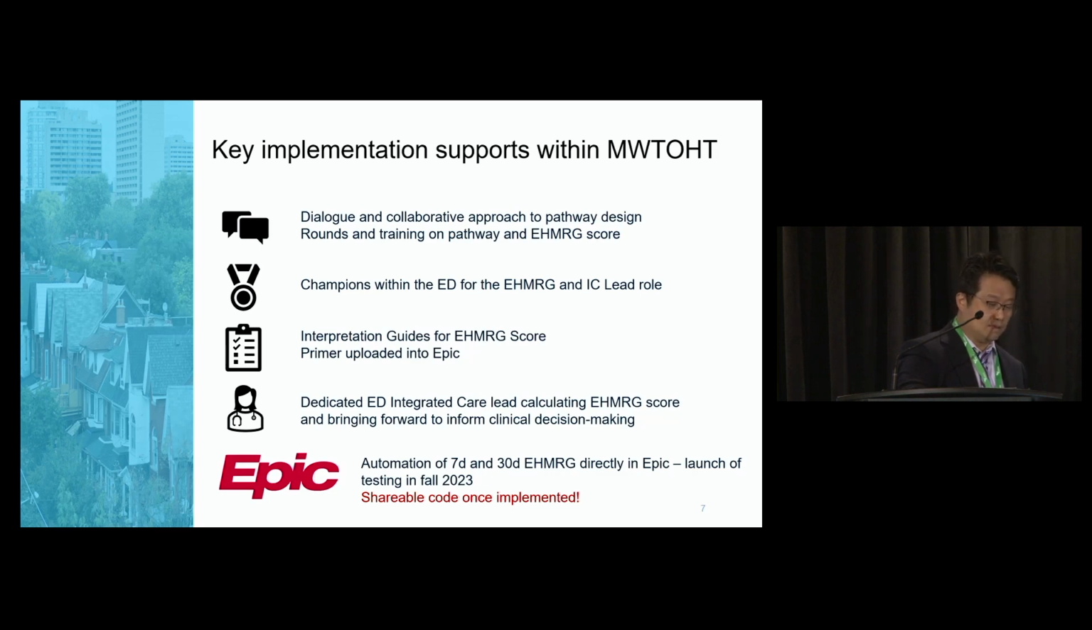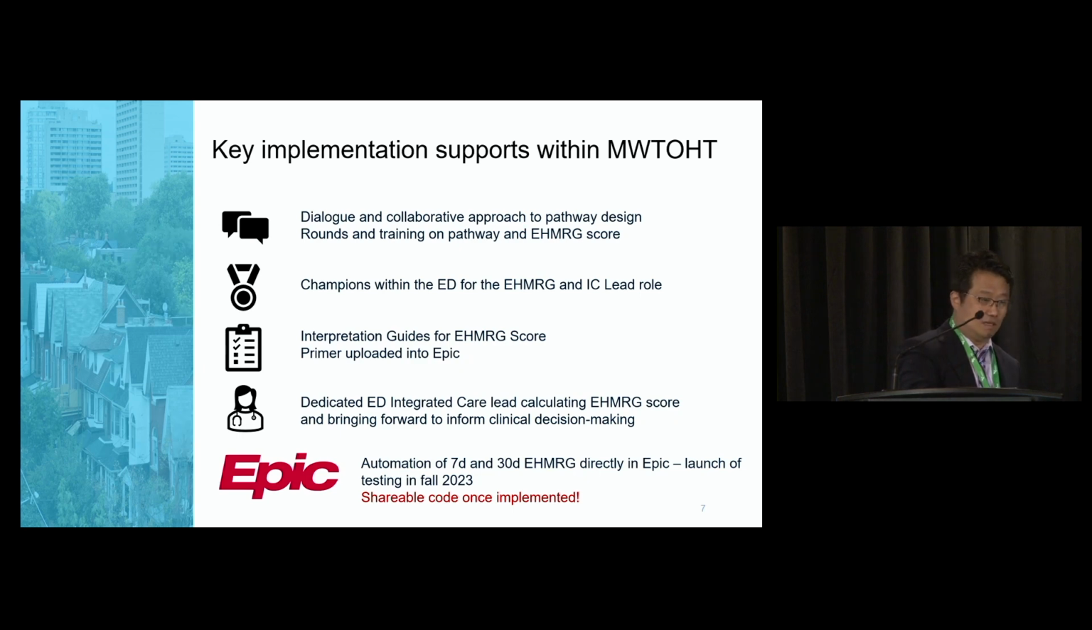One of the things that we found in the process of implementation is that having a dedicated integrated care lead in the emergency department to help busy emergency physicians calculate the score and bring it forward to them is quite important. It is a temporary solution in a sense until we can automate this, and we are actually implementing the score into EPIC. EPIC is our health information system. At the current time, we are developing the code and working with the application's developers to automatically draw out all of the elements of the score that are necessary from the patient's electronic medical record to automatically calculate a score, and that score will, as soon as the emergency department physician opens up the chart, be visible, just like they would see a white blood count or a CBC or any other lab test.